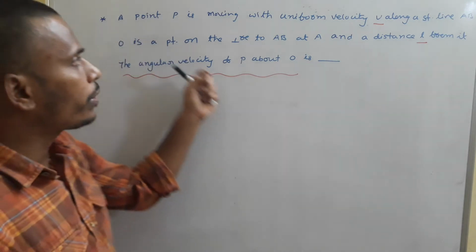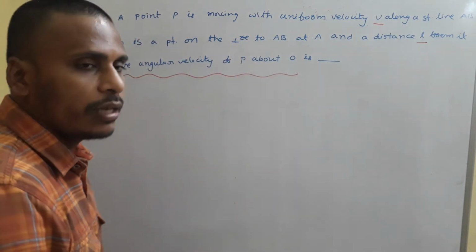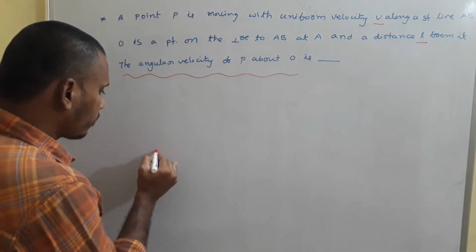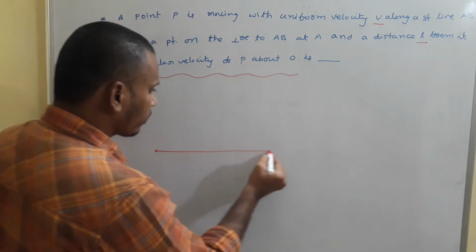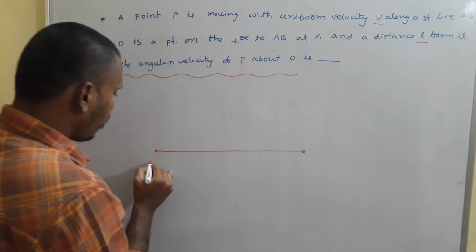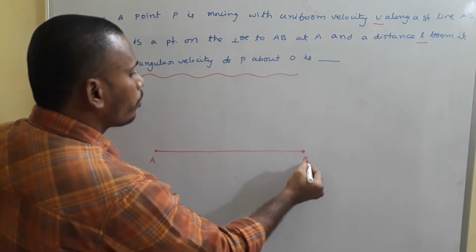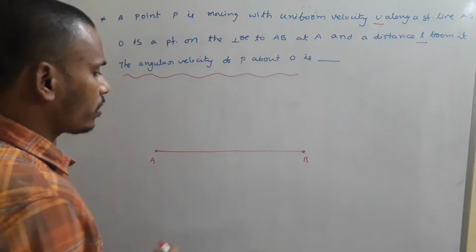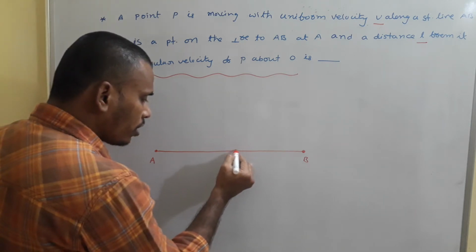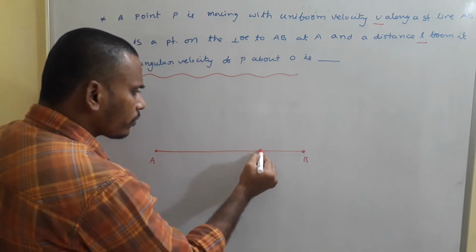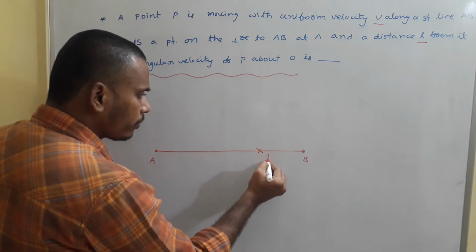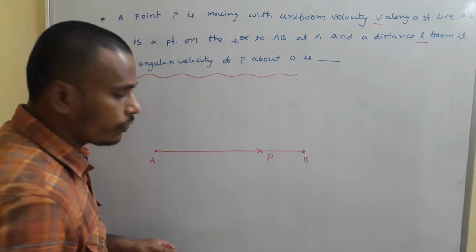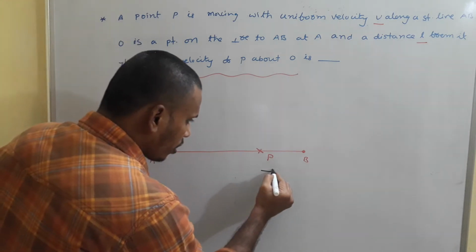Initially, a point P is moving with uniform velocity along a straight line AB. Suppose there is a straight line AB. P is a point moving on this straight line with velocity V. Somewhere there is P on this straight line, and its velocity is V.